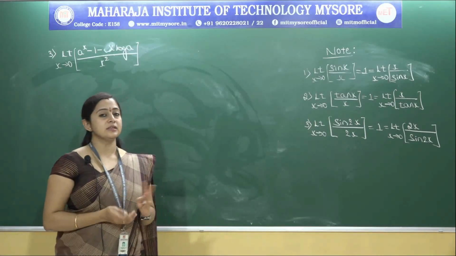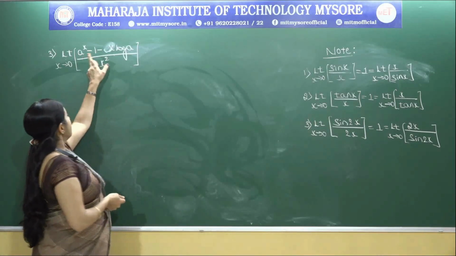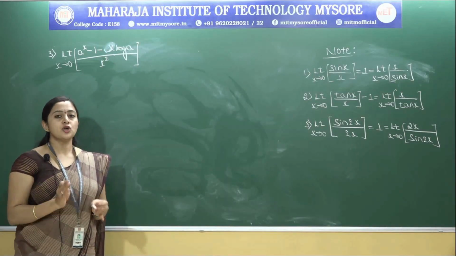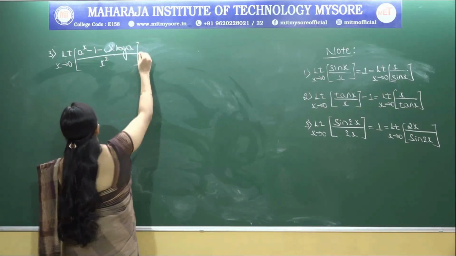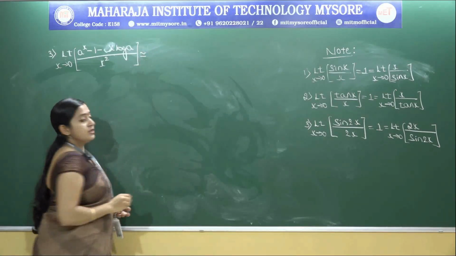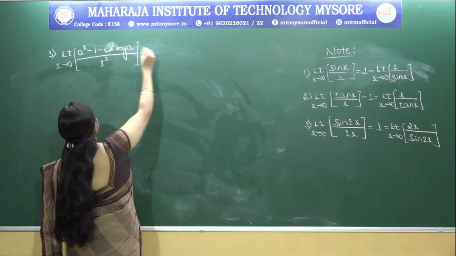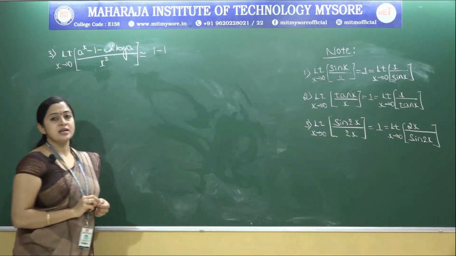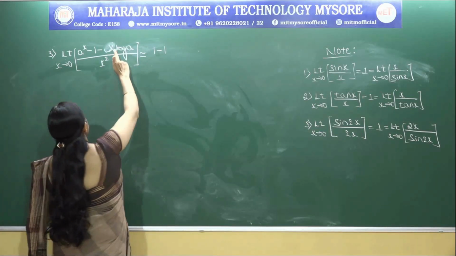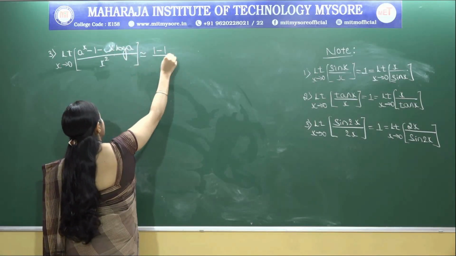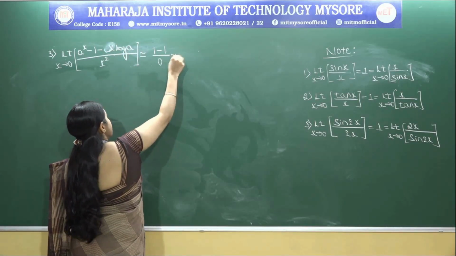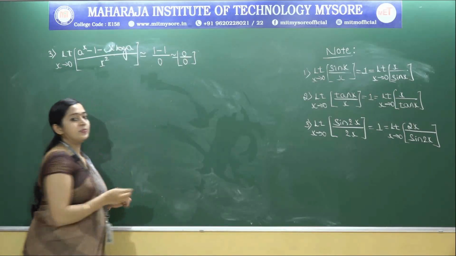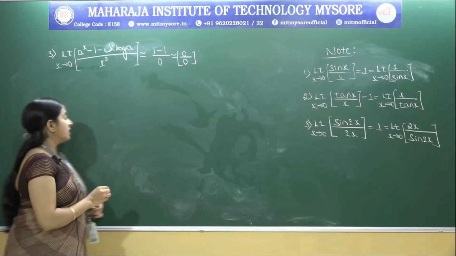Next example, the third one: the limit of a power x minus 1 minus x log a divided by x square. First you apply the limit. If x tends to 0, the first term a power 0 is 1, minus 1, you keep the log a as it is. Since x equal to 0, this term becomes 0, denominator is 0. So this tends to 0 by 0 form. Then apply L'Hospital rule.